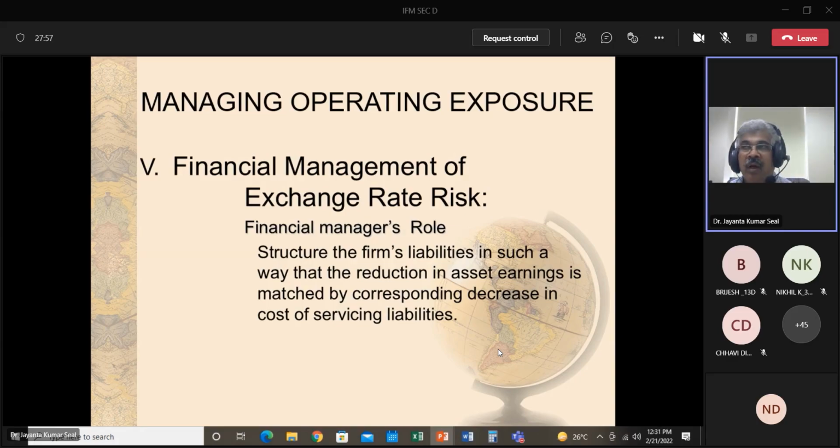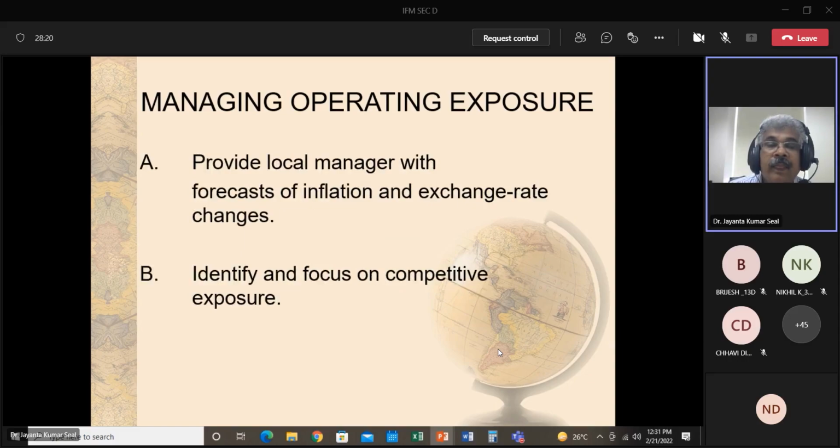Now if your assets are not able to generate more profit or more revenues, then what will happen? How do you serve your liabilities? So it is the role of the financial manager to see that the reduction in asset earnings is matched by a corresponding decrease in the cost of servicing liabilities. So if your asset earning goes down, naturally your cost of servicing liability should also go down.